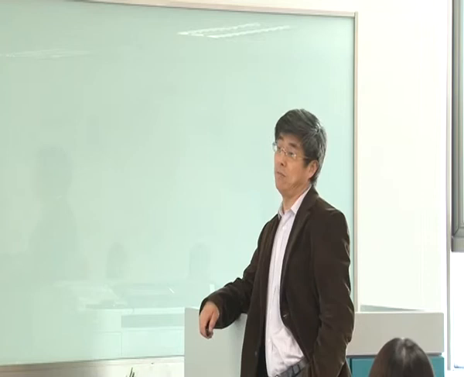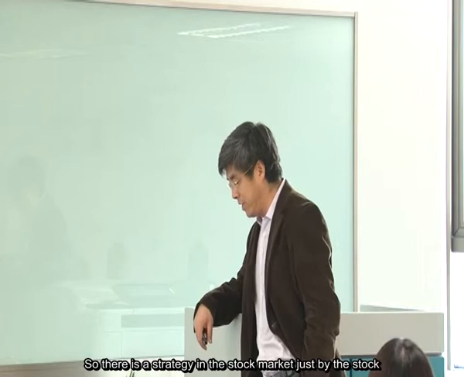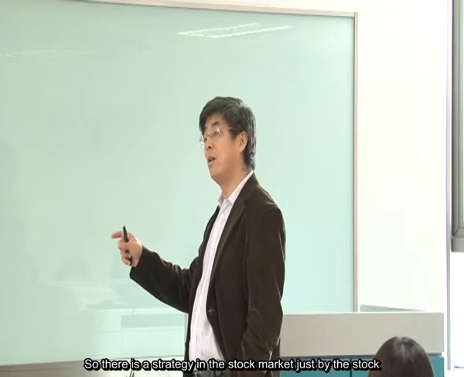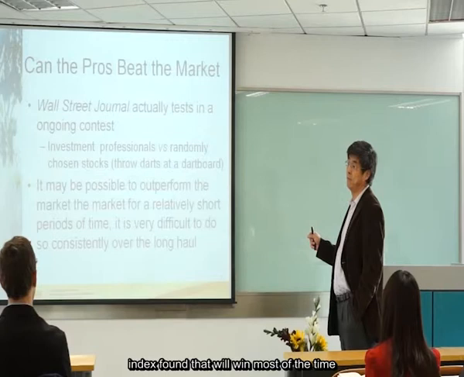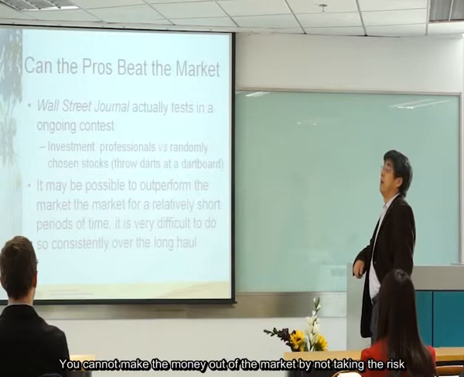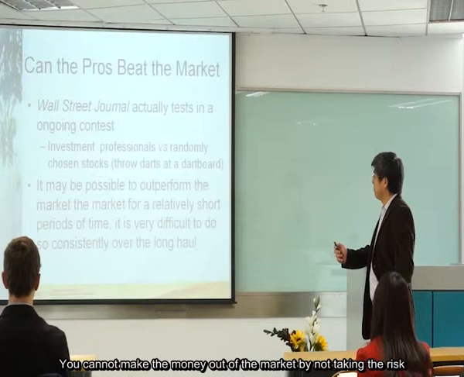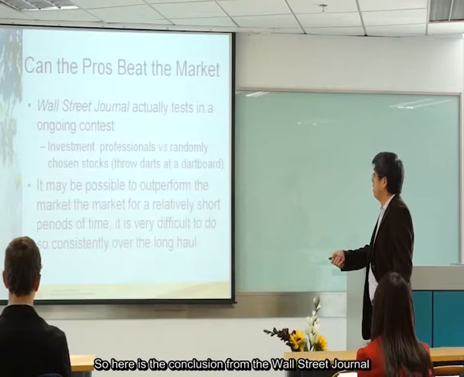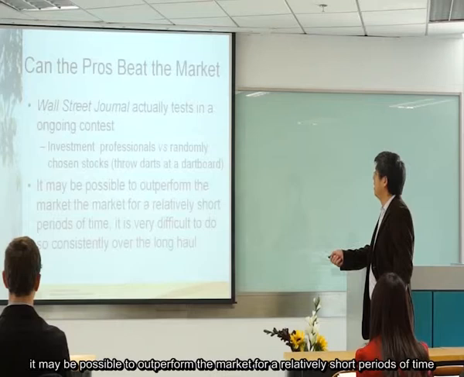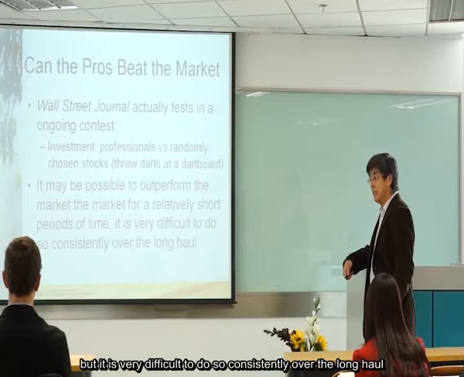So there's a strategy in the stock market: just buy a stock index fund, which will win most of the time, because the market is efficient. You cannot make money out of the market without taking risk. Here is the conclusion from the Wall Street Journal: it may be possible to outperform the market for a relatively short period of time, but it's very difficult to do so consistently over the long haul.